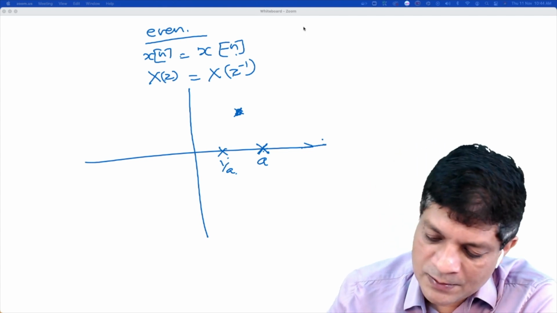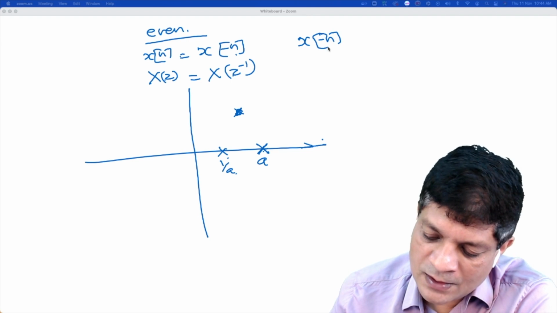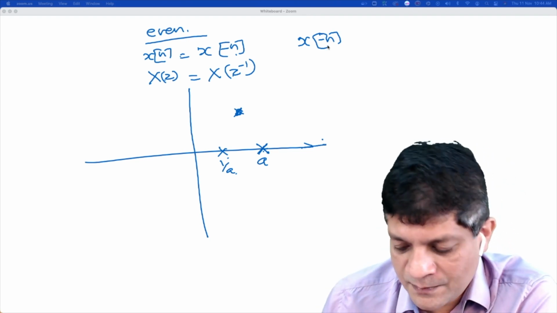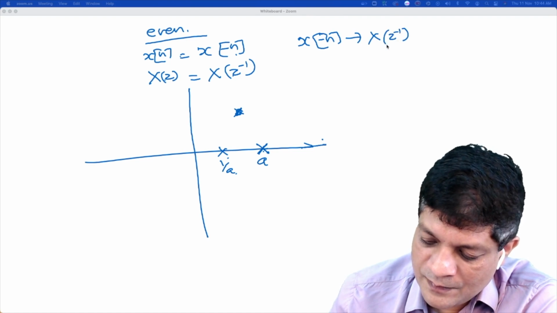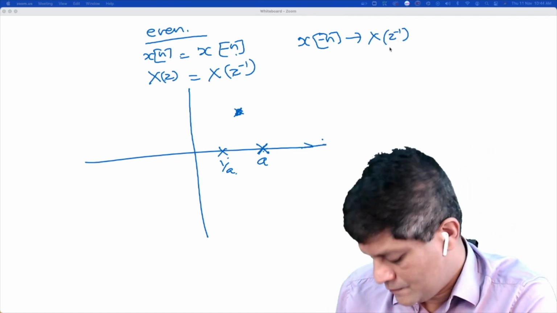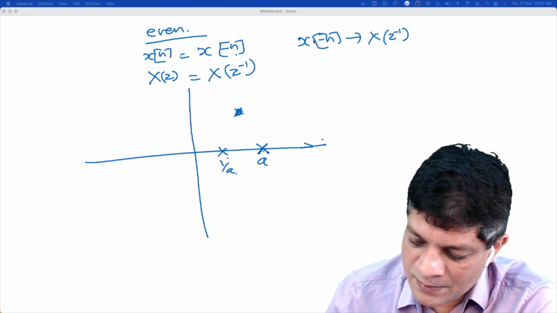And what will happen? Okay, time reflection. What will happen to the ROC? Will it change the ROC? Yes, sir. Yes, it will change the ROC. You can easily find that.